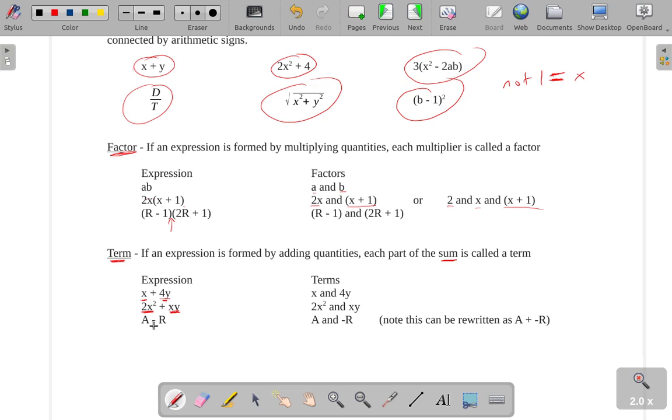Generally, when we have subtraction, a minus r like this, a would be considered a term, but r is not considered a term here. We would attach that negative value to the r, because if we have a minus r and we want to rewrite this using addition, we would have to call this a plus the opposite of r. We saw this when we were talking about changing subtraction to addition in order to add and subtract negative and positive numbers. It is necessary that these are parts of a sum. So a would be the first term, and the opposite of r would be the second term. r is not a term within that expression.